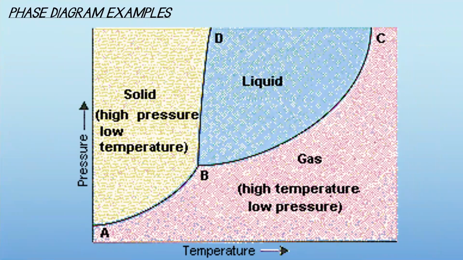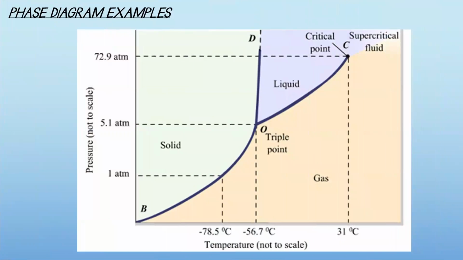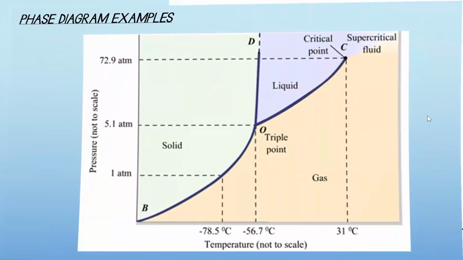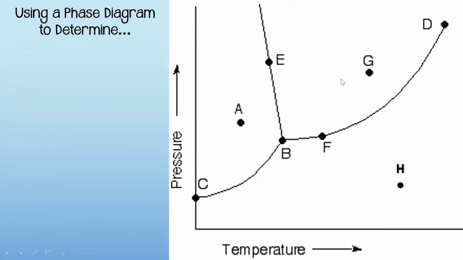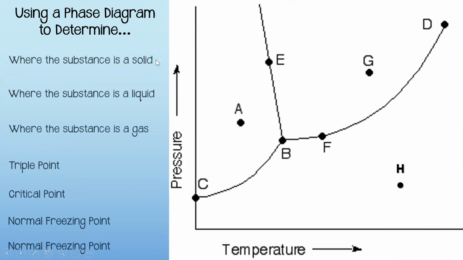So once again, here's another example. And you can have one that looks like this with actual numbers to allow you to figure out specific values. So let's actually analyze one. Use this phase diagram to determine these things. So using the A, B, C, D, E, F, G, H, answer these questions. Pause the video, I'll give you a second to try to answer these.